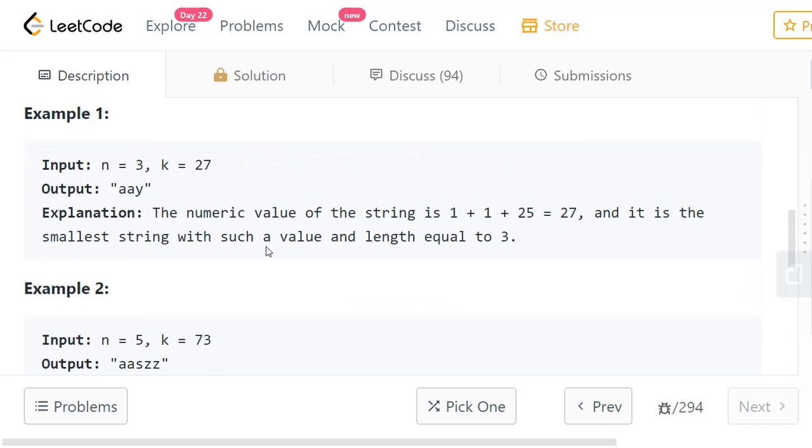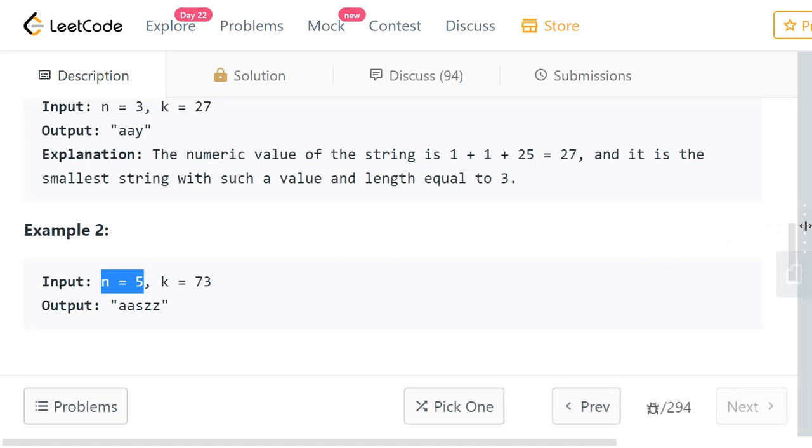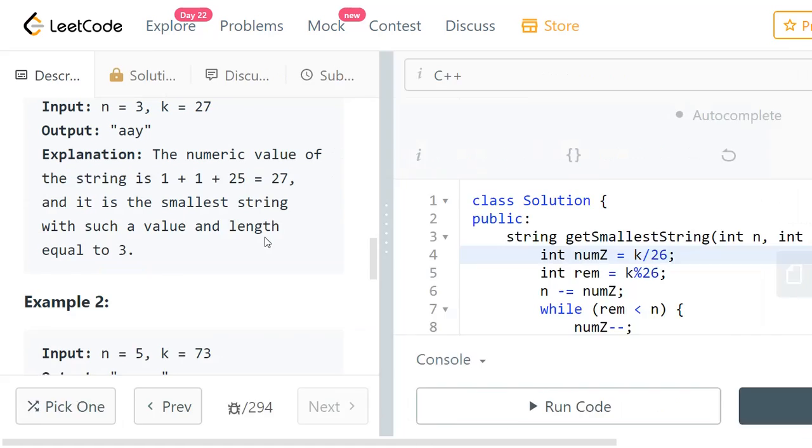So basically, we need to keep two things in mind. First, we need to start with smaller alphabets. That means we need to fill as many A's as possible in our string so that we get the smallest string possible. At the same time, if the value of K is very high compared to the number of characters we are allowed to use, we need to use the alphabet Z as much as possible so that we can reduce the value. So these two things we need to keep in mind. Let's go ahead and write some code.